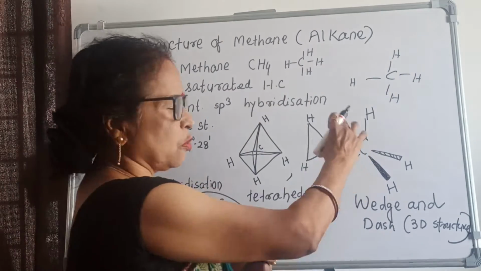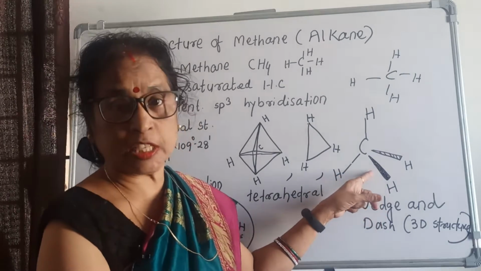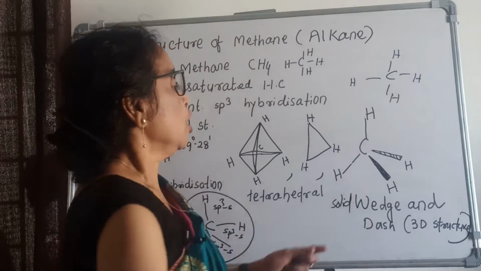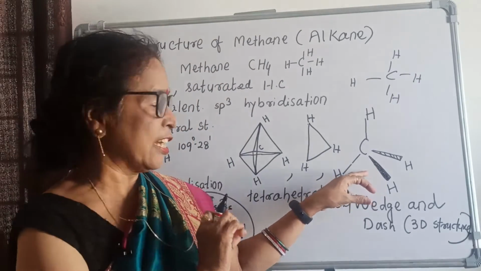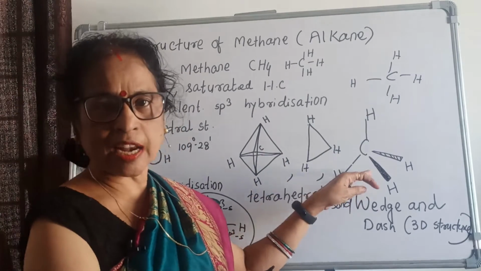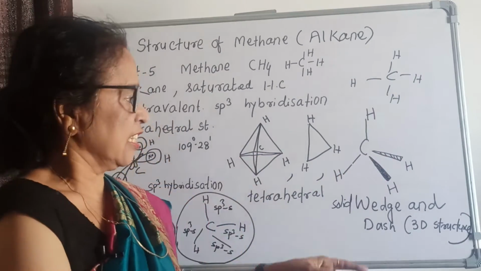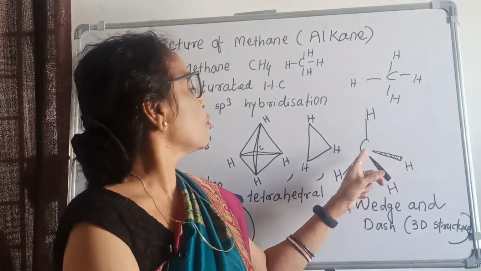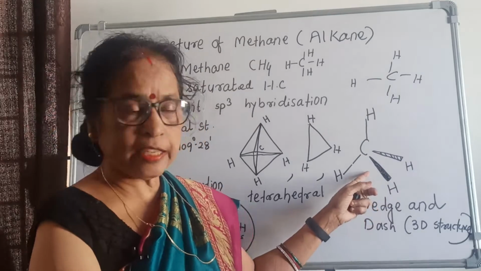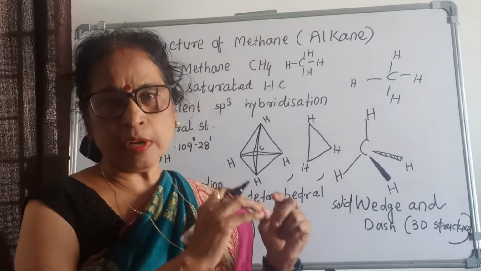Carbon is connected to hydrogen, and one is a solid wedge. You can write also here solid wedge, where it indicates a thick black line, a solid line here, and the other one is a dash line. So here it is called a dash line, it is called a solid wedge line, it is called a simple line. This is simple and simple line.